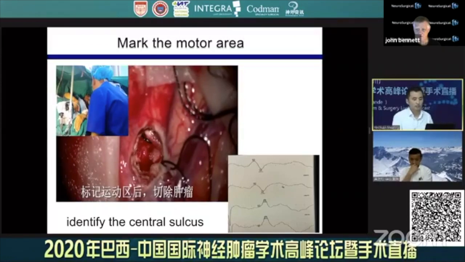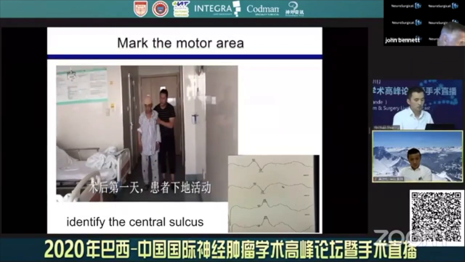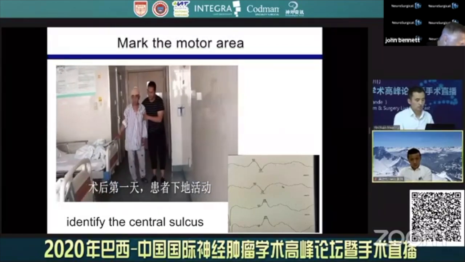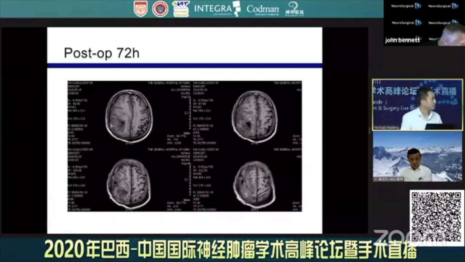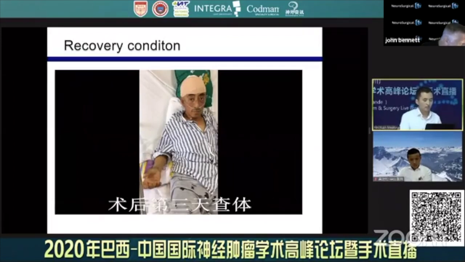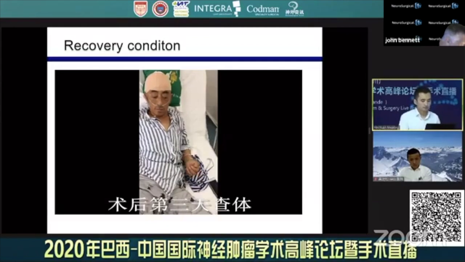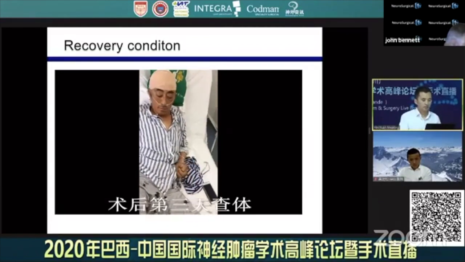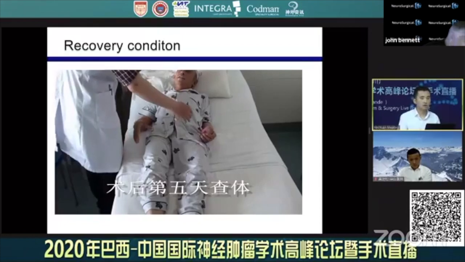At the first day, this patient can walk around with the help of his family. This is a post-operative 3 days MRI. And we examined this patient at the third day after operation. This patient can move his limbs very well. At the fifth day after the operation, this patient can walk around without any help.